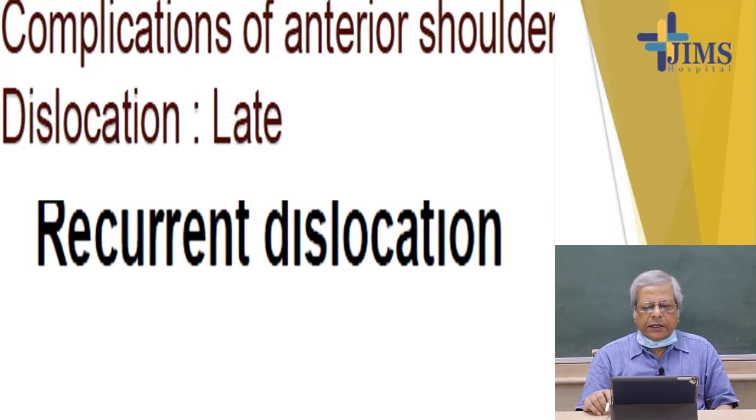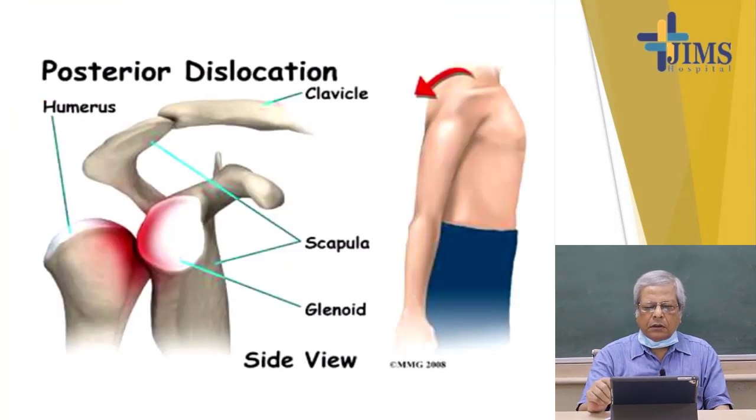This is quite a common thing. One of the common reasons is if the primary dislocation event is not properly treated. There could be other reasons also. There could be inherent insufficiency of the capsule or the ligaments, which makes it prone to develop recurrent dislocation. A recurrent dislocation is mostly anterior. Of course, there are situations of posterior dislocation.